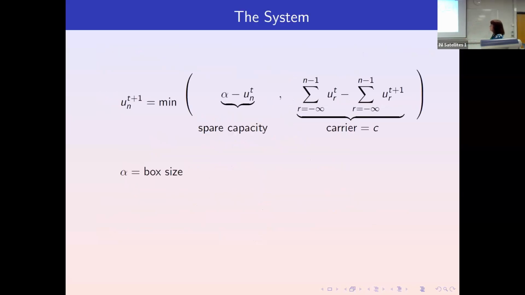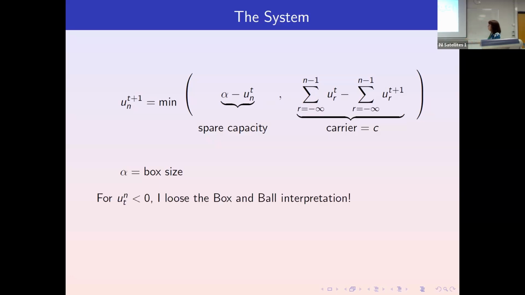So I do that and I get my equation. This is my equation again, in the form I want. This part here is really the carrier, and this part here is the spare capacity in the particular box you're looking at. So if there is spare capacity in the box at the next stage, you fill up the box as much as you can, unless you haven't got anything left in the carrier.